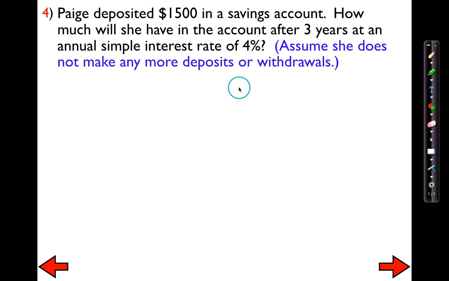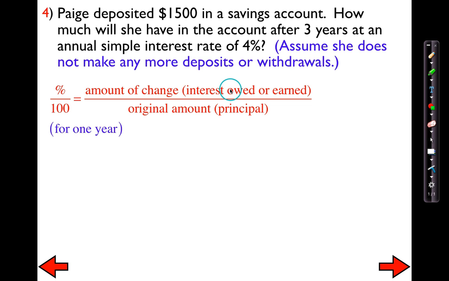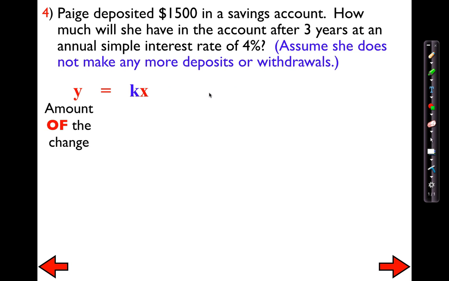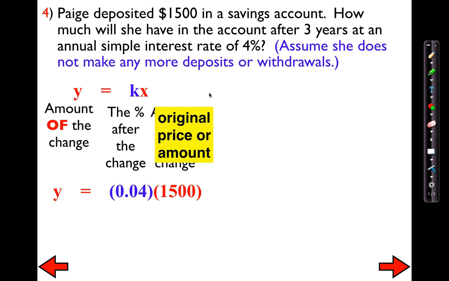Okay, so let's see how well you did. For number 4, you can set up a proportion. It would have been 4 over 100 equals n over 1,500. Or you can set it up using an equation. Hopefully you set it up as y equals the 4% times the principal, which was 1,500.